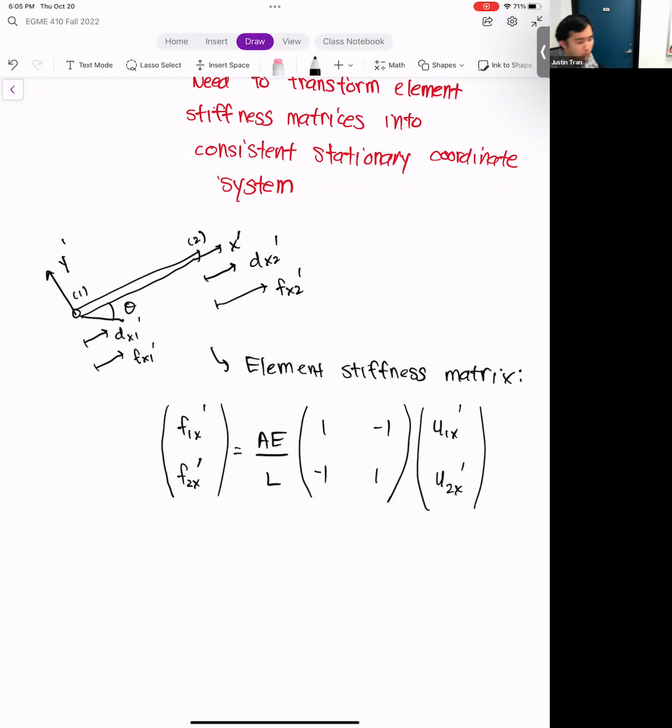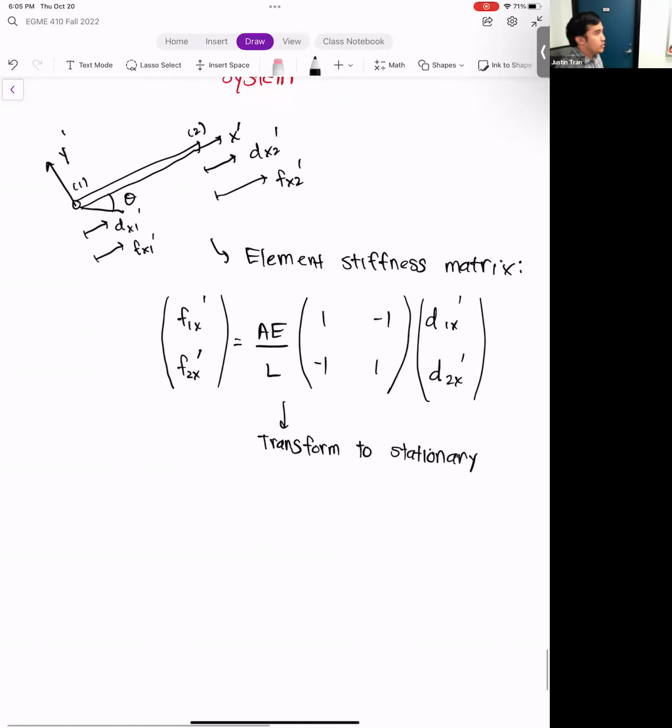So what we want to do is transform this into something that's in the stationary coordinates. Oh, I'm sorry. In my notes I have U, but then I forgot that I'm using D for these. Thank you for that. We want to transform this into just regular X, regular Y, without the primes.